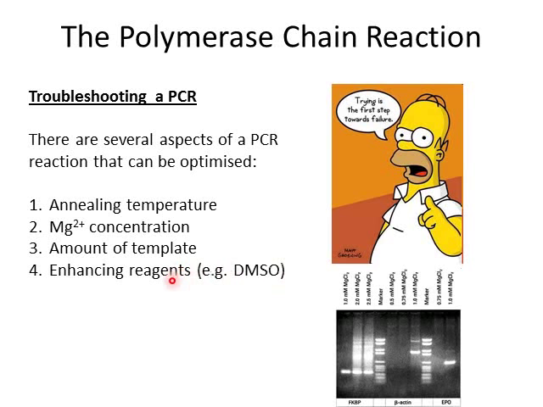These reagents assist in the actual melting of the template DNA. So we know we can melt DNA by heating it to 94 degrees. However, sometimes that process isn't 100% efficient, and the inclusion of compounds such as DMSO in the reaction helps the double-stranded template DNA melt in the first place, which means you get better priming, more efficient PCR.